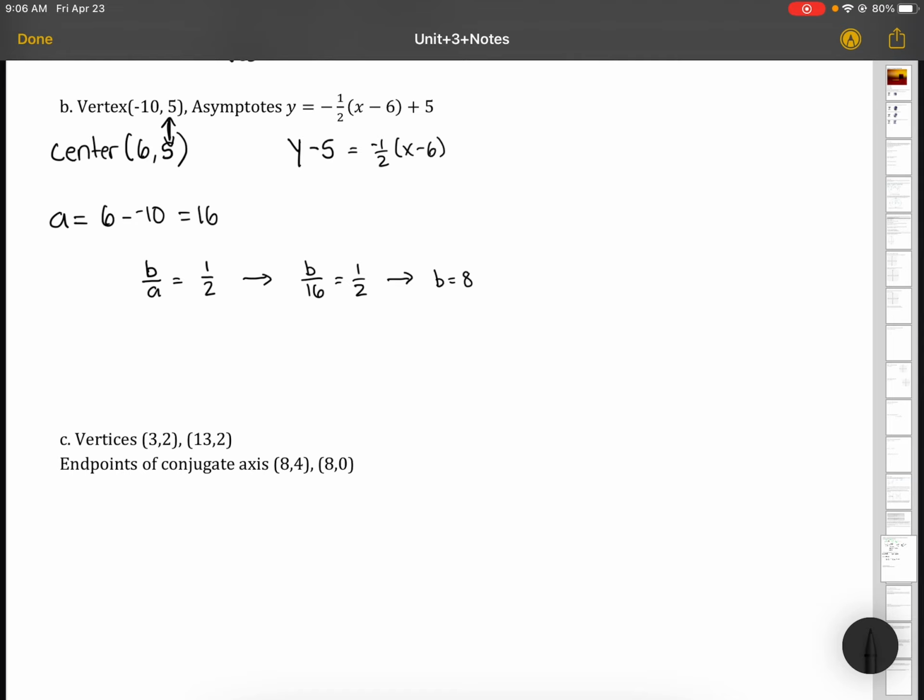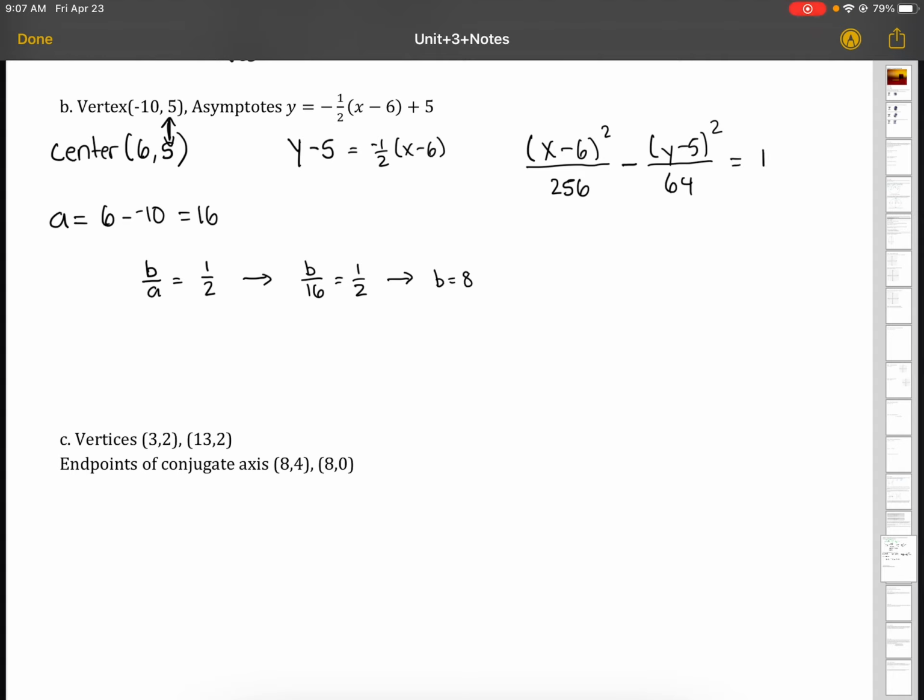Okay, so now we have our center, we have our a and b value, so we can write our equation. So (x - 6) squared divided by 16 squared, which is 256, and then minus (y - 5) squared divided by 8 squared, which is 64, that should equal 1.